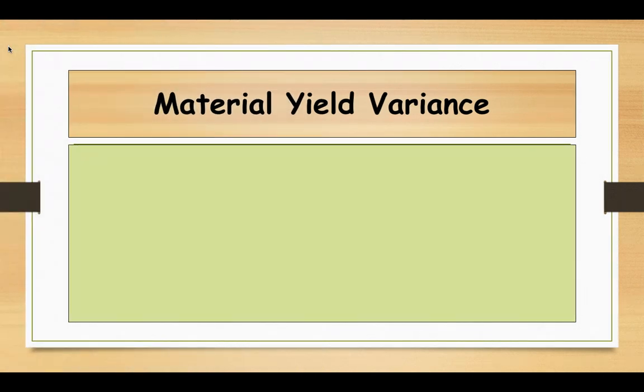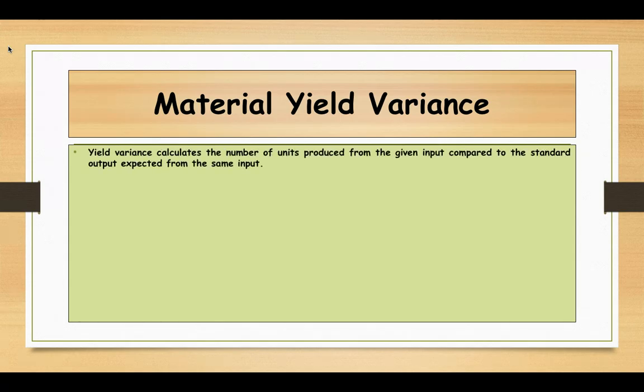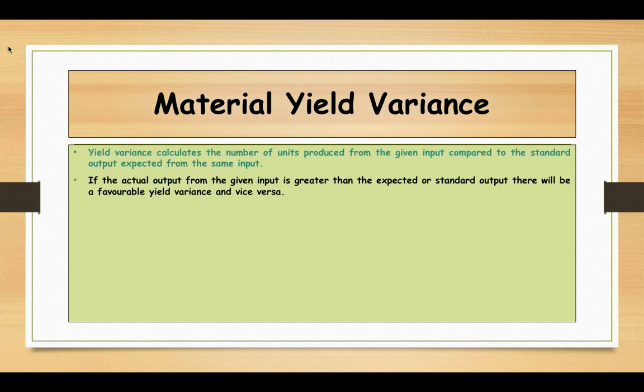Companies use the best possible mix of materials to increase the output or the yield without affecting the quality of their products in order to make profits. The yield variance calculates the number of units produced from the given input compared to the standard output expected from the same input. If the actual output from the given input is greater than the expected or standard output, then there will be a favorable yield variance. On the other hand, if the actual output from the given input is lower than the expected or standard output, then there will be an adverse yield variance.